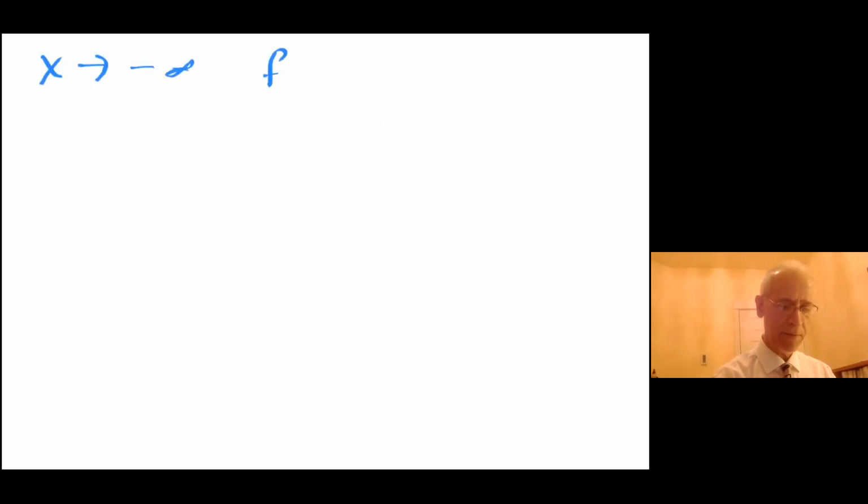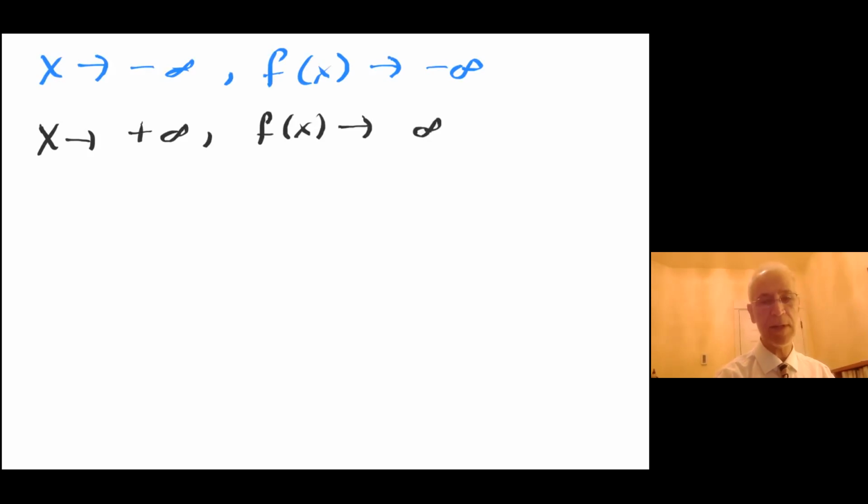How about asymptotes? Well, this is a polynomial. From the left-hand side, as x tends to negative infinity, f of x tends to negative infinity, and as x tends to positive infinity, f of x tends to positive infinity. So I certainly don't have any asymptotes, once again, because this is a polynomial.